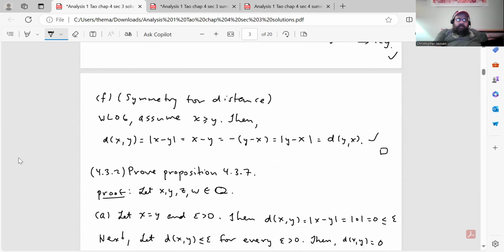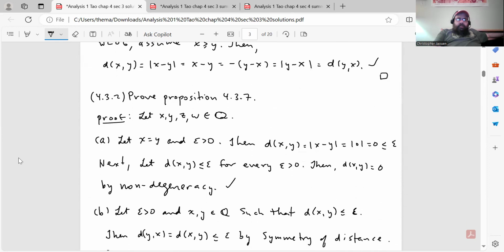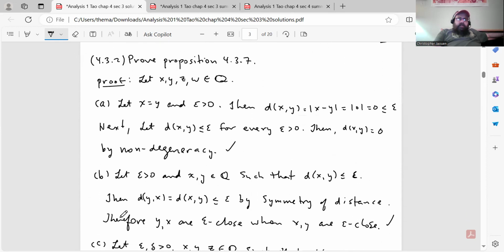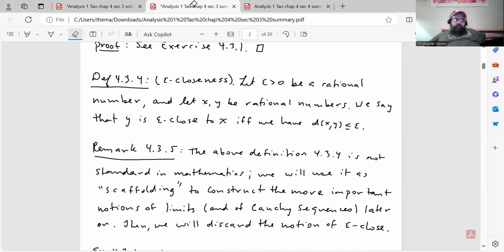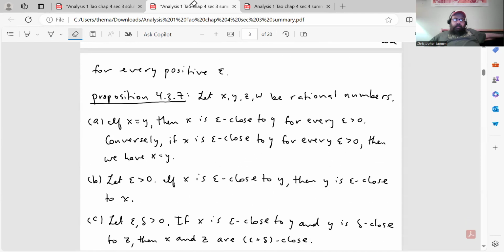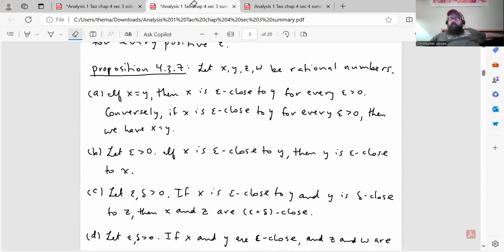All right, so we did that whole question. Okay, next is exercise 4.3.2. Tao asks us in this one to prove proposition 4.3.7. Let me bring that up. All right, this is proposition 4.3.7. It's a bunch of properties of the epsilon closeness concept that we talked about.